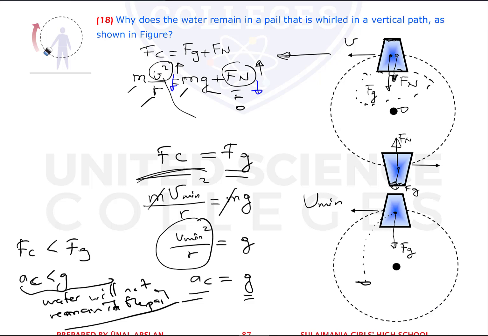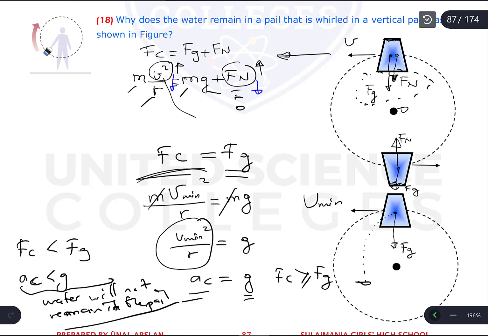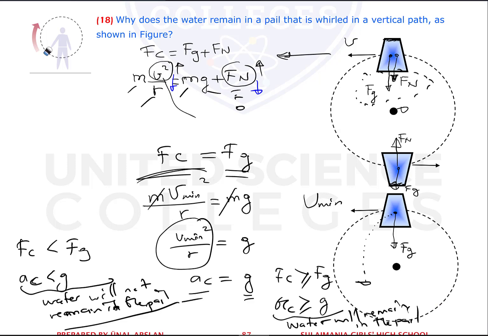So what are the other cases? If centripetal force is greater or equal to gravitational force, if centripetal acceleration is greater or equal to gravitational acceleration, so in this case, water will remain in the pail. Okay, this is the answer of this question.